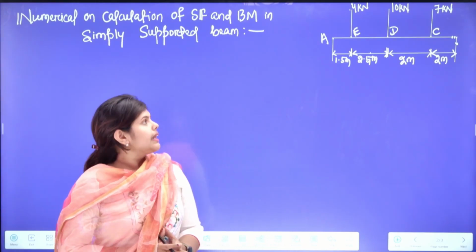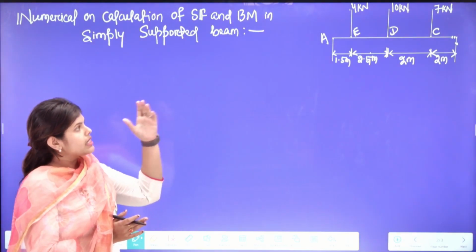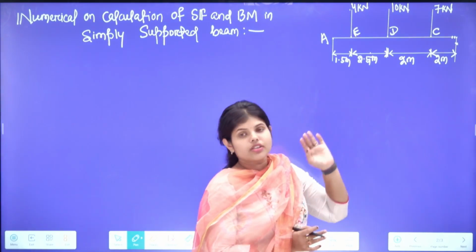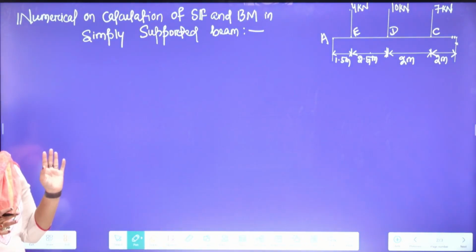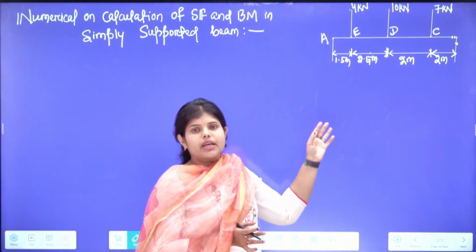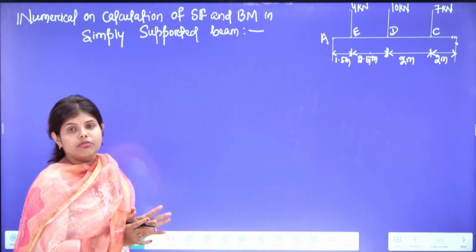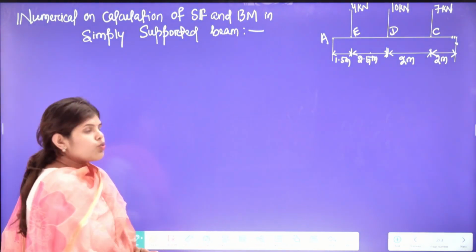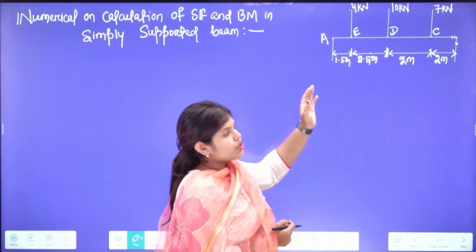So in this class, we will solve one numerical in the case of a simply supported beam, with three different point loads applied. We have already discussed how to find shear force and bending moment while applying different types of load. So here we will solve one numerical. Let's solve that. To solve the numerical, we just need to find our reaction forces.